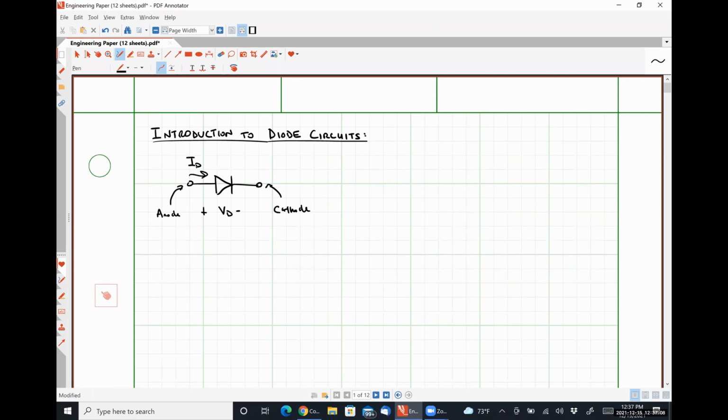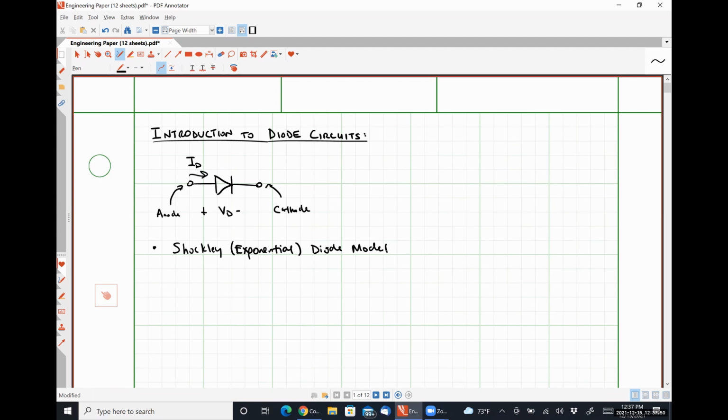Diodes are nonlinear circuit elements, meaning that there is no simple proportional relationship between current and voltage. So to overcome that nonlinearity, multiple different models have been developed that we can use to analyze diode circuits. All right. The first model that we are going to talk about is the Shockley, or exponential, diode model.